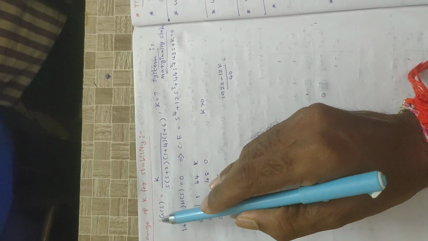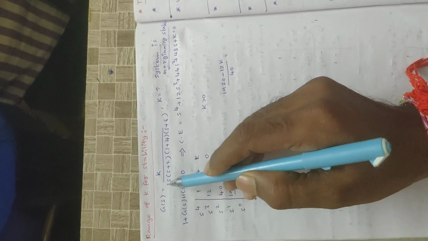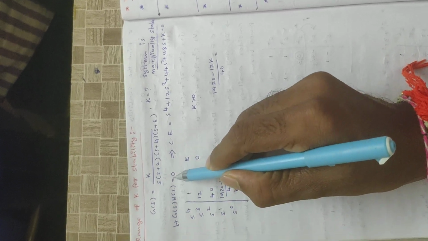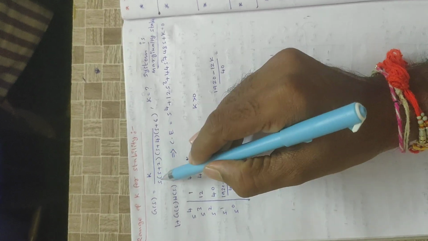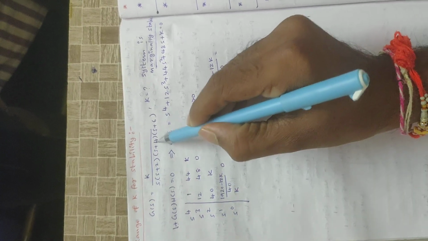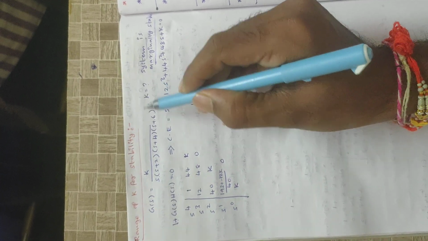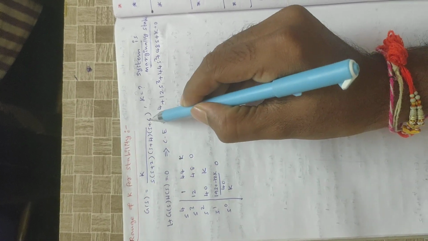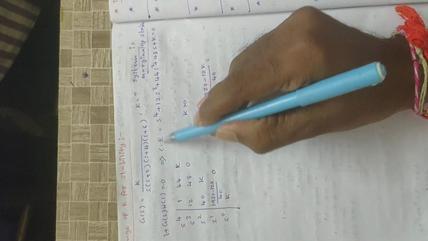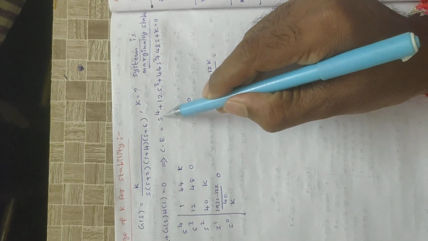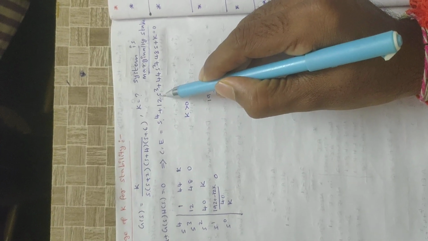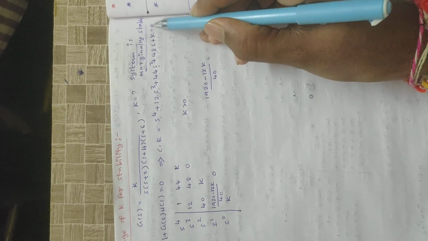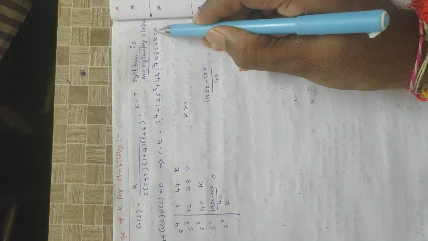First, G(s) is given, right? Assume the feedback H(s) is equal to 1. Then the characteristic equation will be 1 + G(s)H(s) = 0. That is 1 + k by s(s+2)(s+4)(s+6) = 0. If I simplify that equation, I will get the characteristic equation as s^4 + 12s^3 + 44s^2 + 48s + k = 0, right?